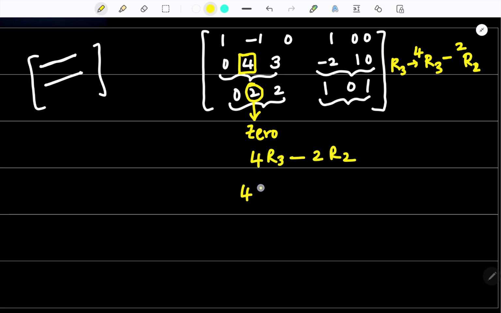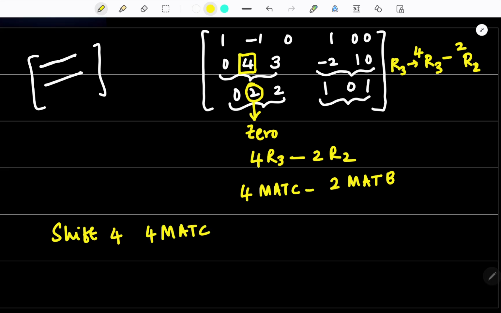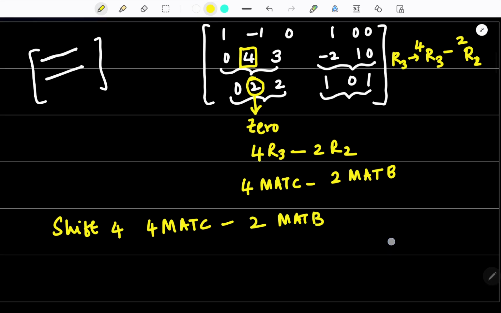So it is 4 times, our row is what? This is mat C, minus 2 times this one is what? Mat B. Come on, again use the calculator. Shift 4, now press mat C, and then put 4 in the front. Minus 2, and then again Shift 4. Press mat B.